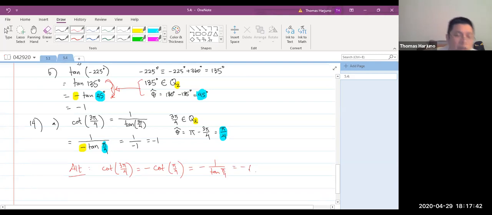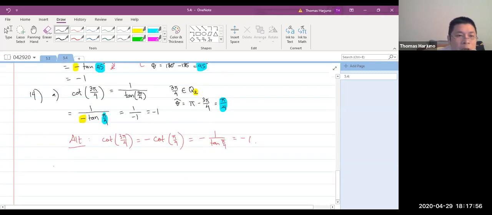In your test, I need you to show me the work though. Little step by little step from here to there. Okay, now that's for number 14a. Let's take a look at 14b. Oh, that's harder. 14b, we have cotangent of negative 2 pi over 3. Let me give you 2 minutes to do this.